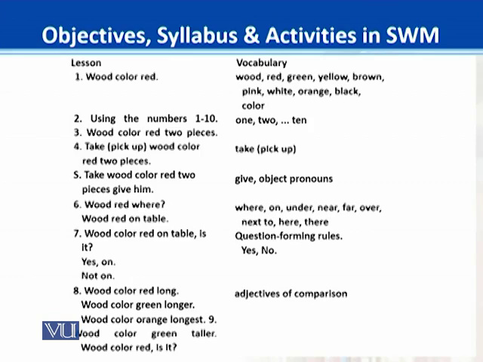Now, at this step, gradually what is happening? A verb is added, that is to take or to pick up. The rest of the items, wood, color, red, or 2 pieces, these are the items that they have already learned at the previous stages. So what is happening? At every stage, one new item is gradually being added. Then, take wood color red 2 pieces, give him.